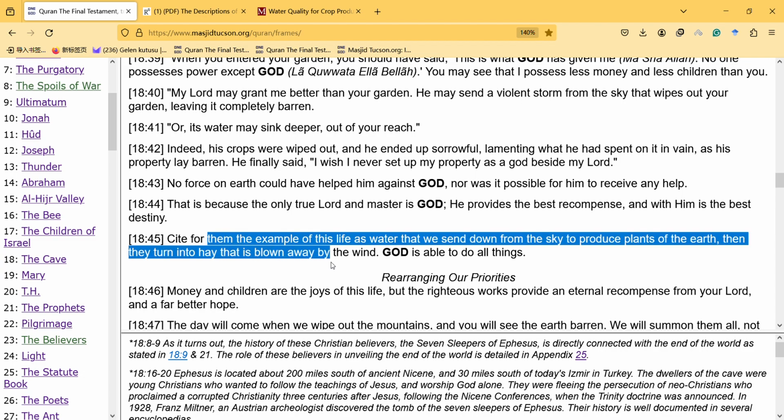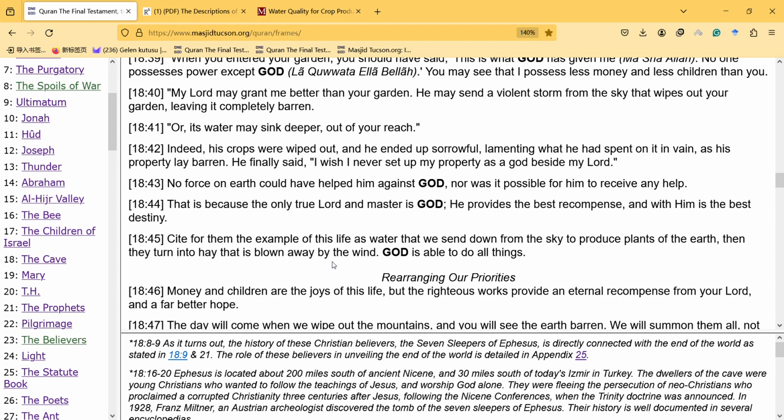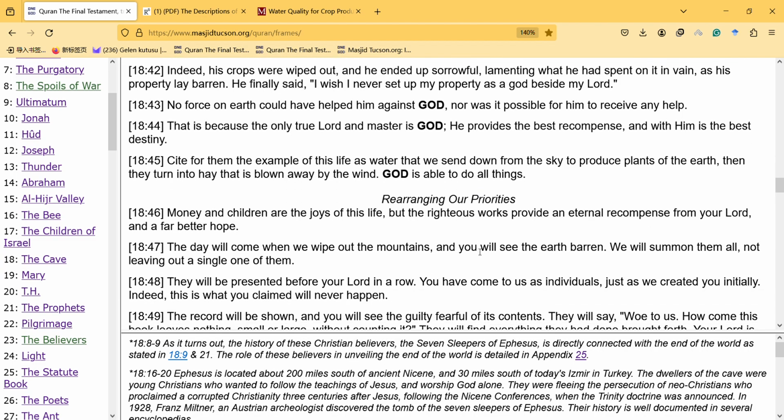Cite for them the example of this life as water that we send down from the sky to produce plants of the earth, then they turn into hay that is blown by the wind. God is able to do all things. Money and the children are joys of this life, but the righteous works provide an eternal recompense from your Lord and a far better hope.